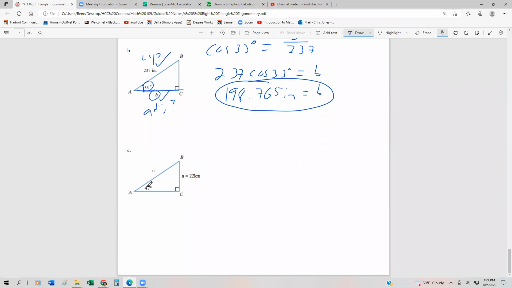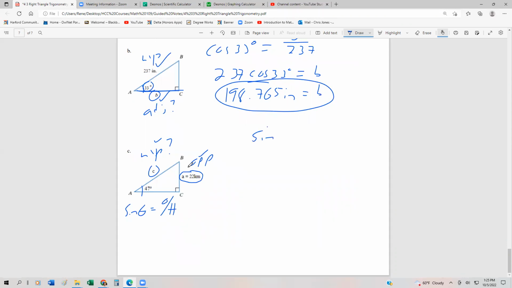Finally, we have this 47 degrees. We have the opposite of that, which is our opposite, and clearly C is our hypotenuse, which we don't know. To set this up, remember opposite over hypotenuse is the sine. So the sine of 47 degrees is equal to the opposite, which is 22 kilometers, divided by the hypotenuse, which we said was C.